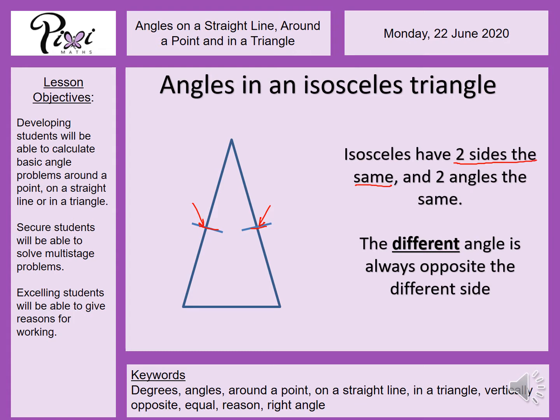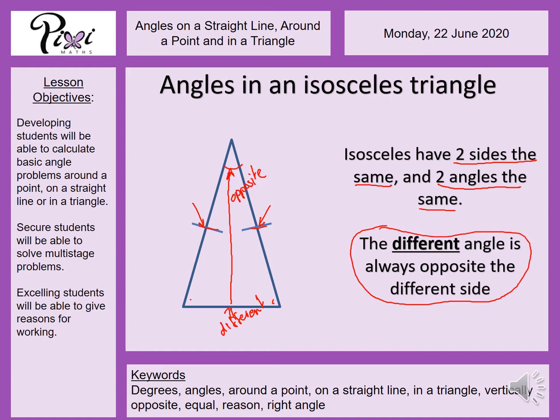And isosceles triangles also have two angles the same. So how do we know which angles they are? Well, we can see that we've got our two sides that are the same, which means this side is different. When we know which is the different side, the different angle is always the one opposite that. So if we've got a different side, the different angle is opposite. So if we know the one different one, that means that this one and this one are the same. So we've got two sides the same and two angles the same. And we've got this rule to tell us which is the different angle. And we're going to see how we can use this today.